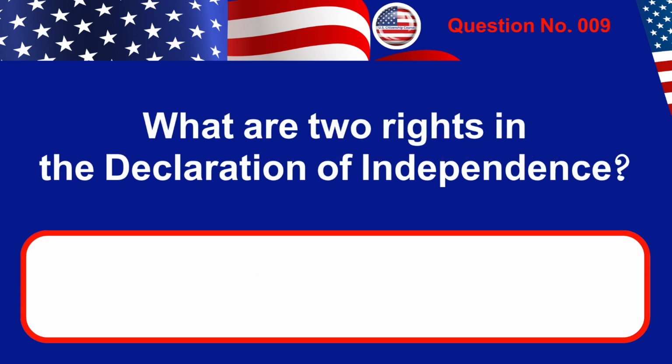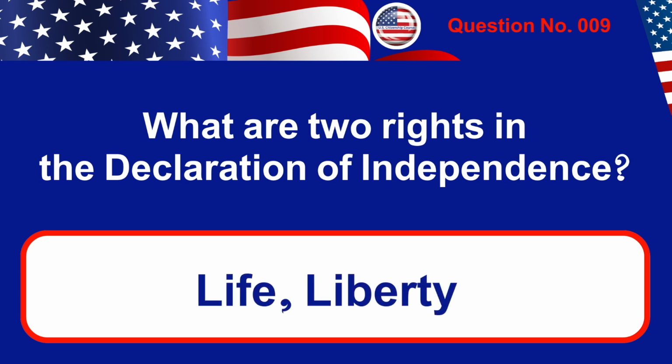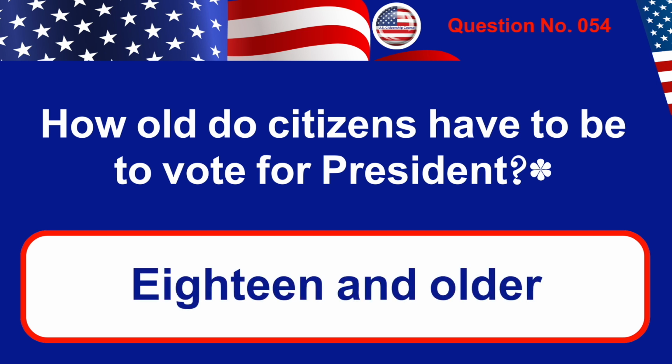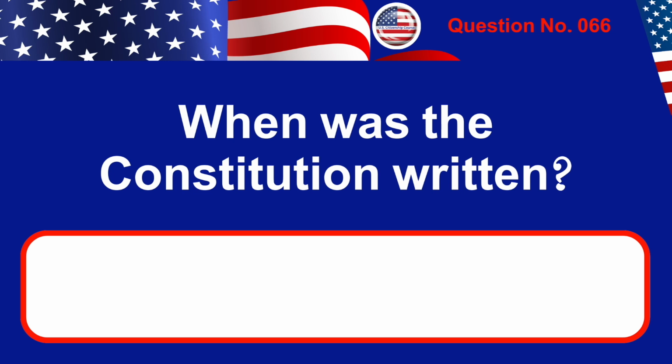What are 2 rights in the Declaration of Independence? Life, liberty. How old do citizens have to be to vote for president? 18 and older. When was the Constitution written? 1787.